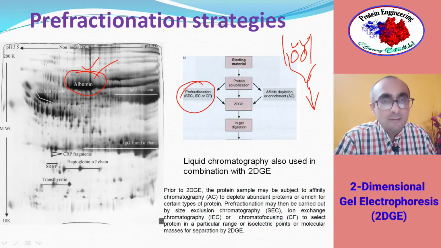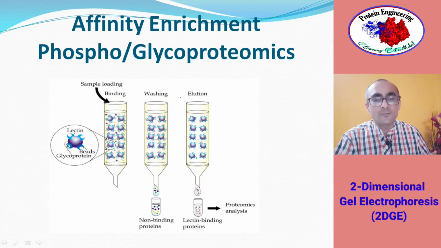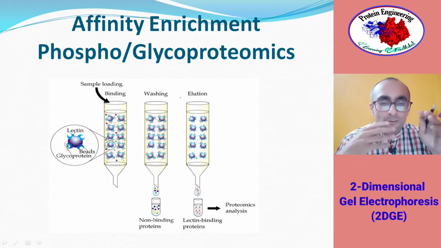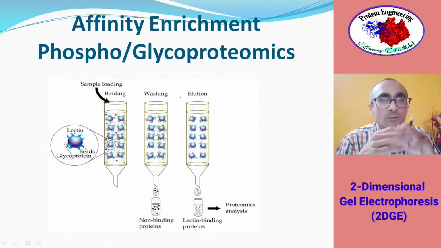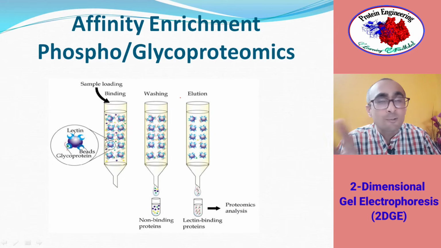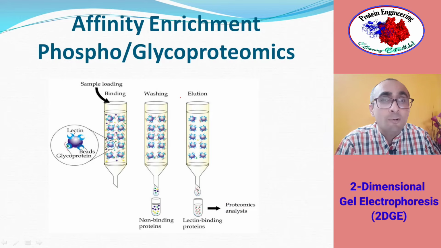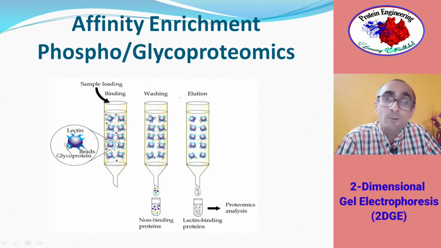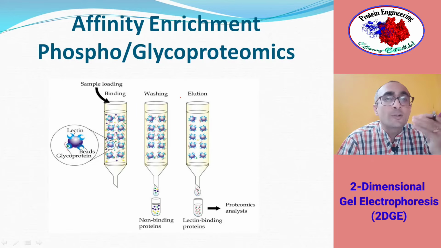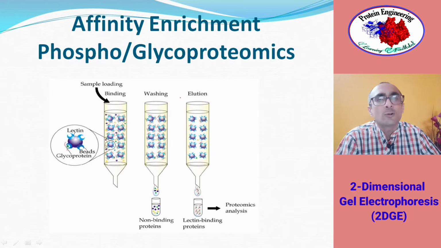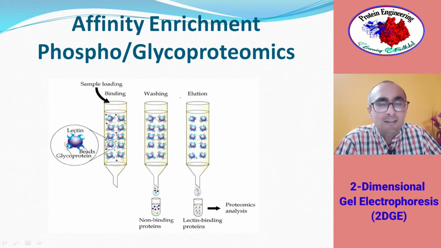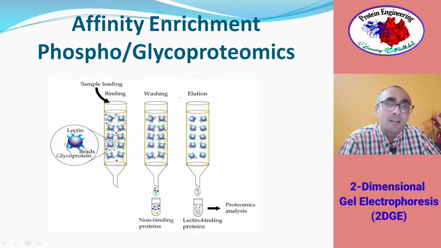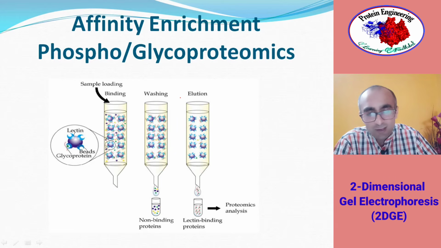Or another way is affinity enrichment. For example, if you want to do glycoproteomics, you just want to see the glycoproteins in the proteome. You are not interested in the entire proteome, or you just want to see phosphoproteins. You want to do phosphoproteomics. So you can remove glycoproteins or phosphoproteome as per your need, and you can run only those proteins in which you have interest, rather than running the entire proteome, and that also will enhance the resolution. So that is done by using affinity chromatography.